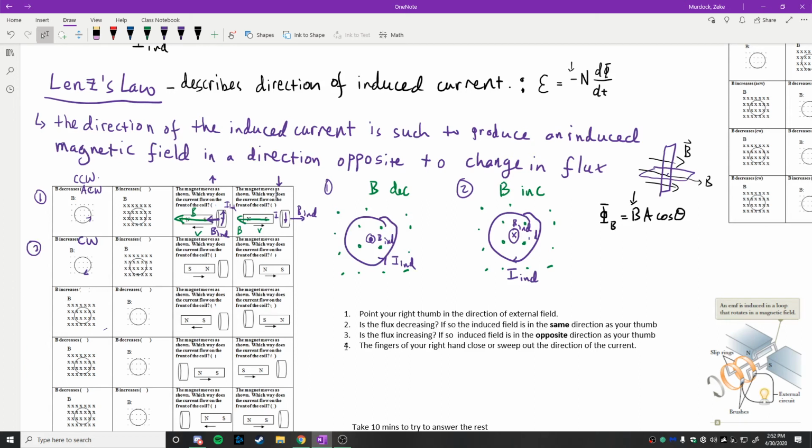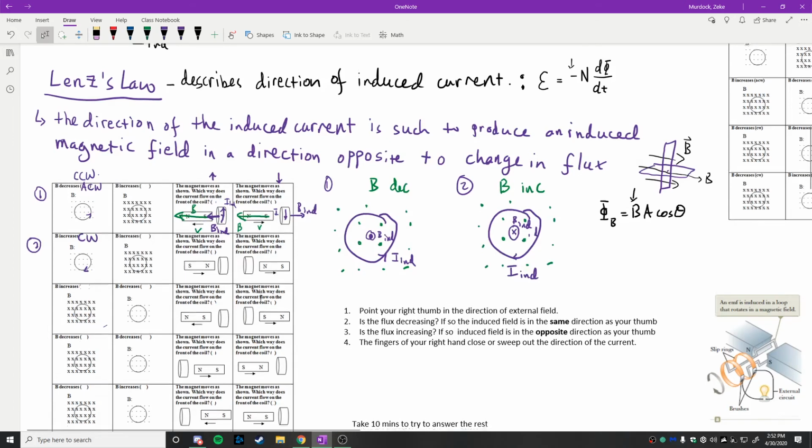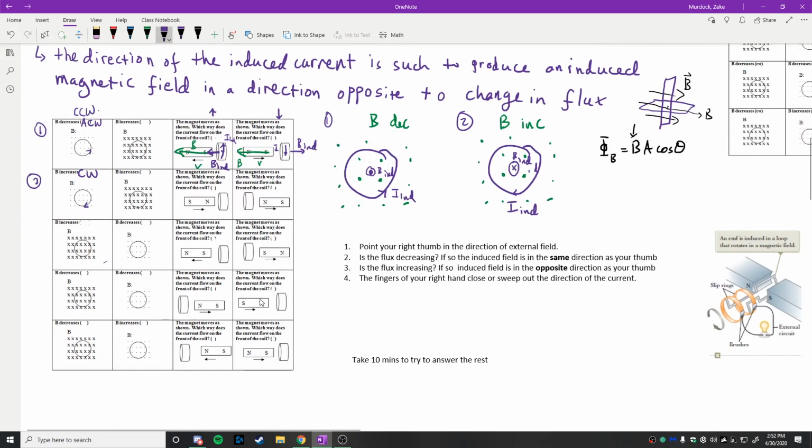Okay. I hope that was enough time for you to at least think about them. I'm going to briefly go through each one before we take a break here. Do you guys want to just say really quickly, what did you get for this one right here?